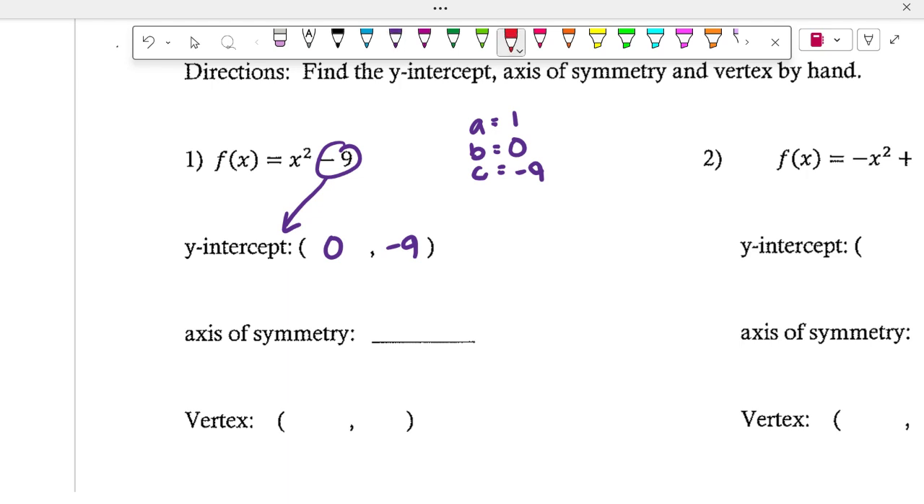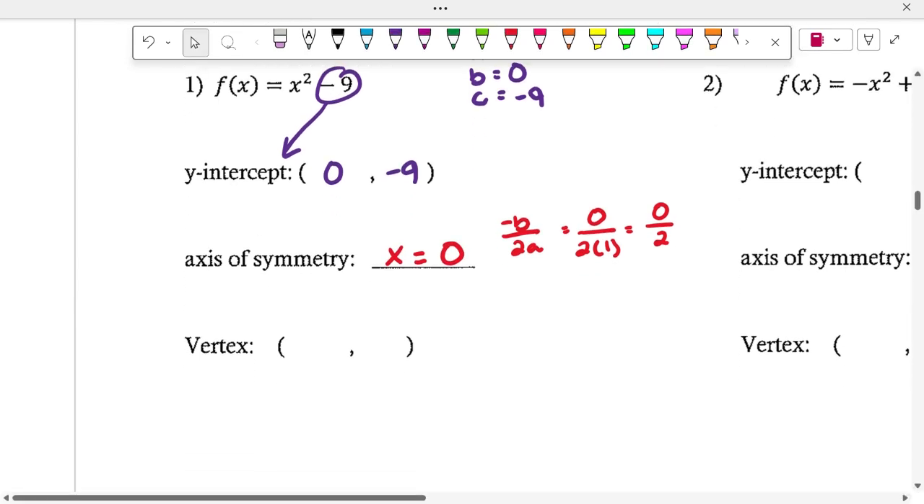Now, for my axis of symmetry, I'm going to put it into the formula negative b over 2a. So what's b? 0. Since 0 is neither positive nor negative, we don't have to invoke the negative. All over 2 times what? 1. So this would be 0 over 2, which is just what? 0. So how would I write my axis of symmetry? x equals 0.